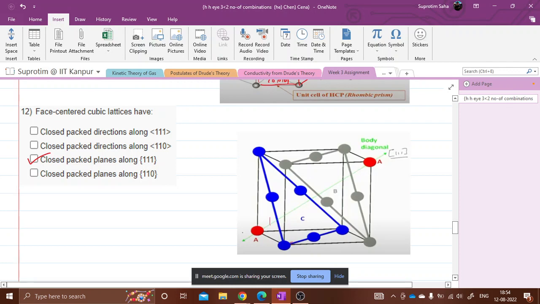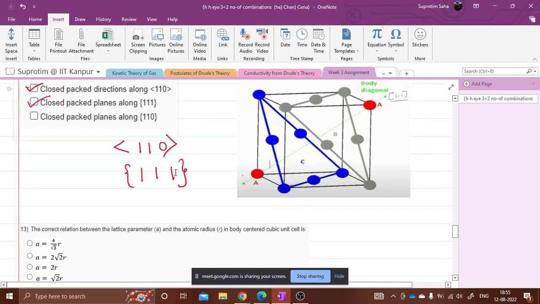So this is your 1 1 0, the family of 1 1 0 directions, and the family of planes which is 1 1 1. So this is the direction of the close packed structure, the 1 1 0 close packed direction family. So the answer would be close packed planes along 1 1 1 and close packed directions along 1 1 0.